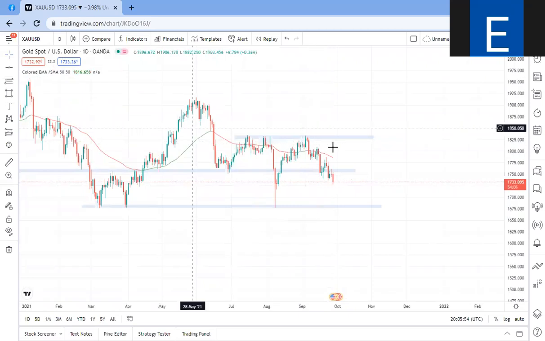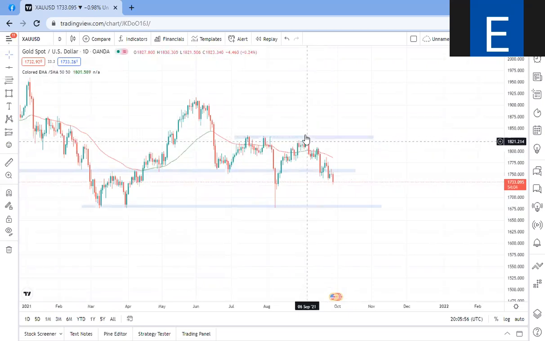You can see on the daily here. Let's focus on this particular price action. You can see how price made a high, then it went down to make a lower low, then a lower high. Price broke below again, went down to make a lower low, then a lower high.